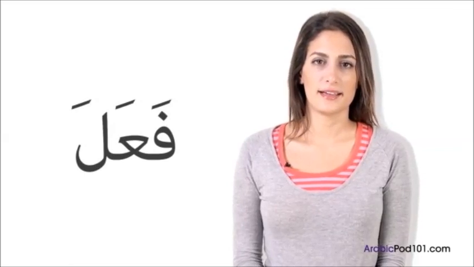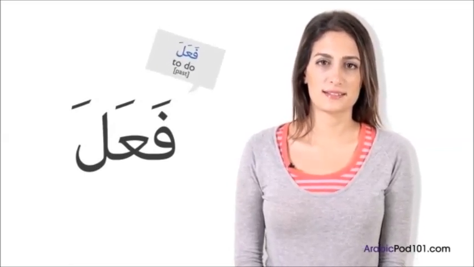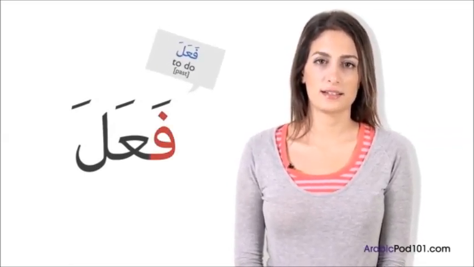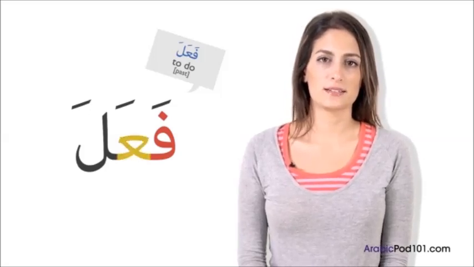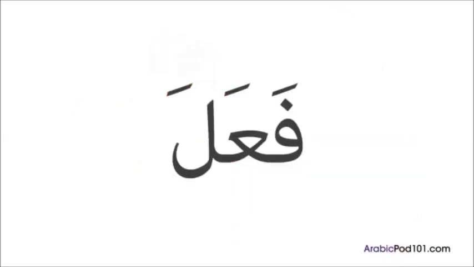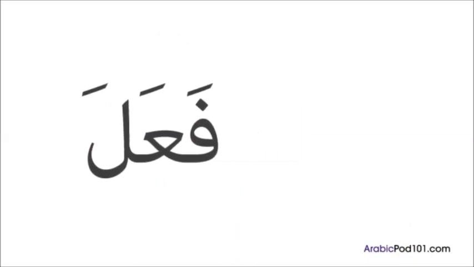The second word is فعل. It means to do in the past tense. Here we have a fa in the initial form, ayn in the medial form, and a lam in the final form. Just like the previous kataba, all of the letters have a fatha. Let's write it down. فعل.